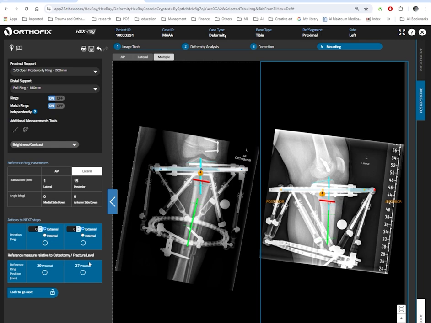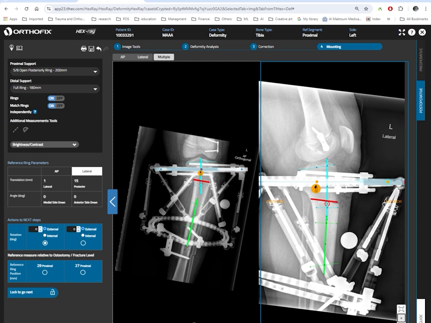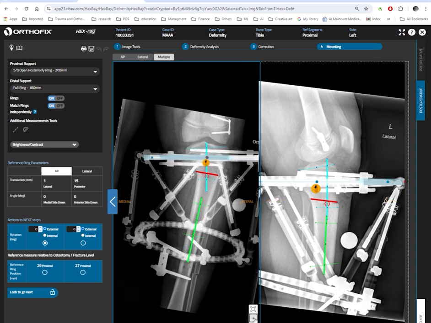So this is 0. And here it asks you the reference ring position. It is 29 mm proximal to the osteotomy site on the AB view, and on the lateral it is 27 mm. So here I'm going to use the AB, and I'm going to show you. Magnify this one. Magnify this one.